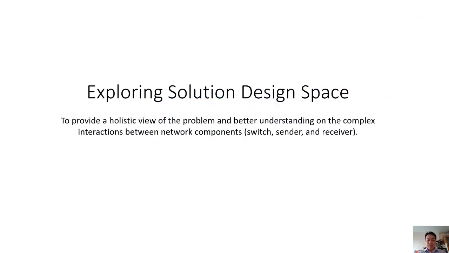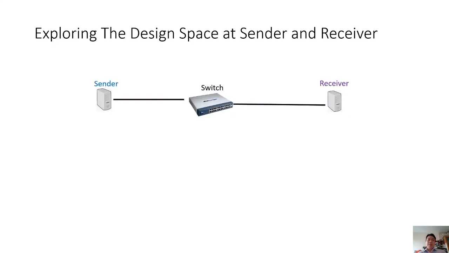Okay. So before we go into the solution design, we would like to explore the design space, with the hope that it will give us a more holistic view of the problem and a better understanding of the complex interaction between network components such as switch, sender, and receiver. So let me begin by explaining our exploration of the design space at the sender and receiver. Here we have a sender that sends data to a receiver over a switch.